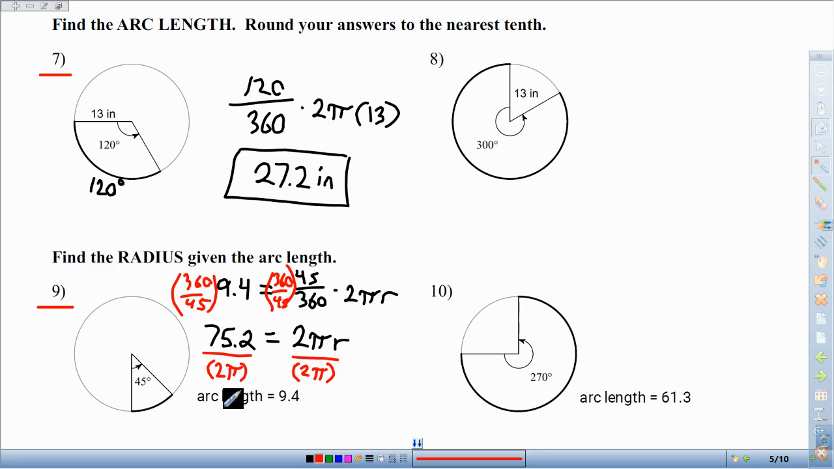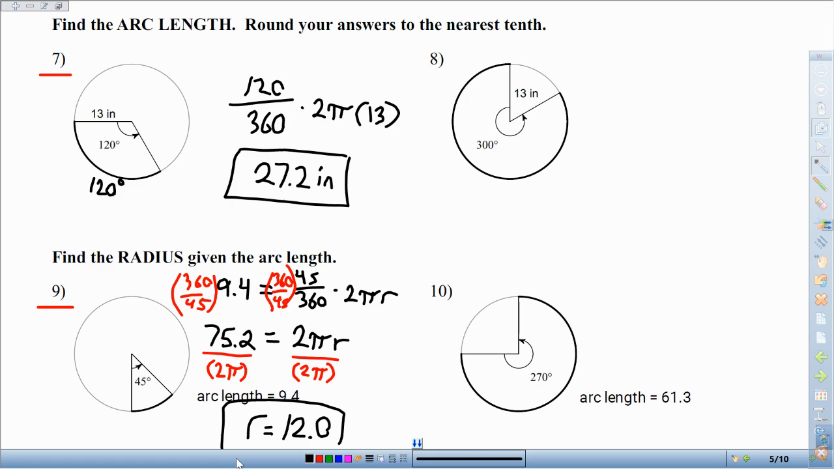So divided by parentheses 2 pi, I'm getting 11.96. So that means that 9 is going to round up, which then rounds the 11 to a 12. So radius equals 12.0. And I'm looking for units. I don't see any, so we'll just leave it at that.